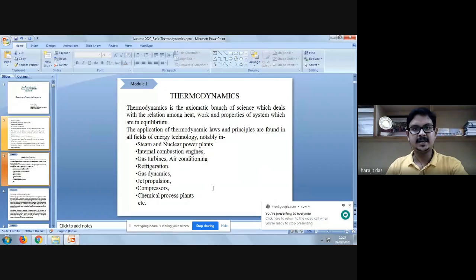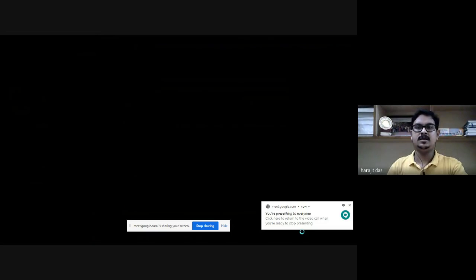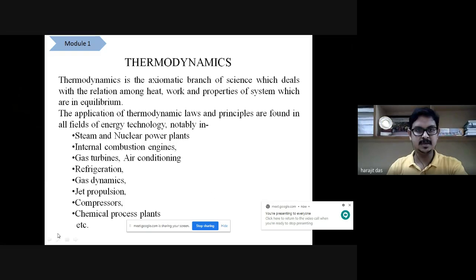These are the mechanical devices by which air or gas, whatever it is, or fluid is compressed to high pressure. Those are called compressors. Then chemical process plants. All these things are governed by the laws of thermodynamics.